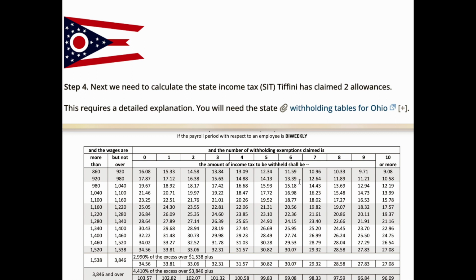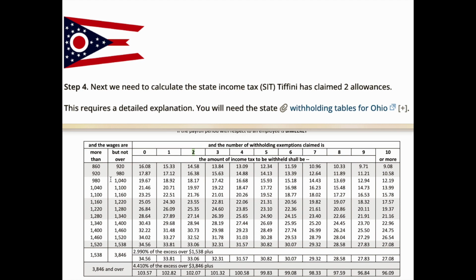Now, in this table here, we have the withholdings or the exemptions that are claimed based on Tiffany's W-4 tax form. And according to the question, Tiffany claims 2 allowances. So that means when we go to look at the table to calculate her state tax, we're going to be looking at this column here that says 2 exemptions claimed.